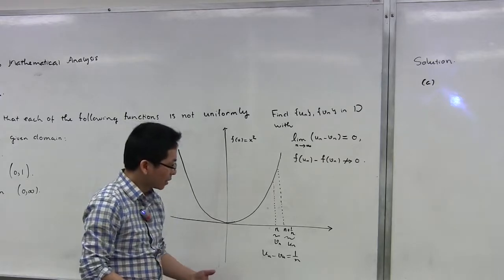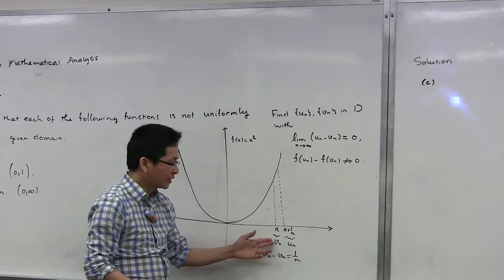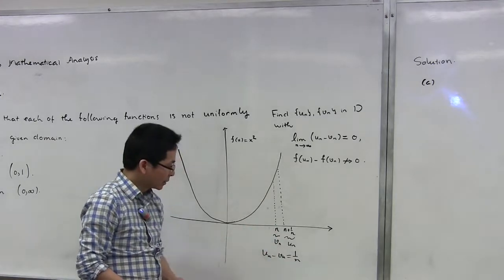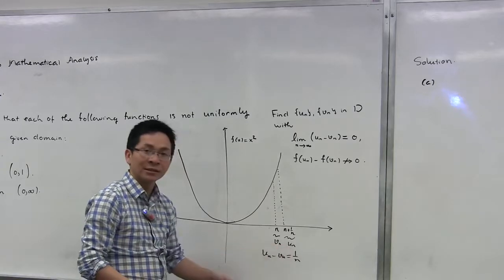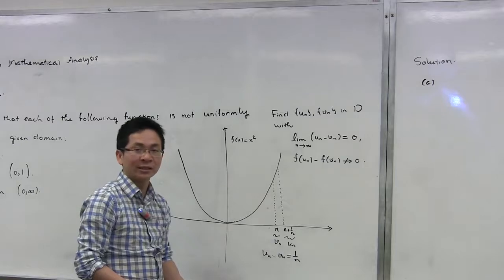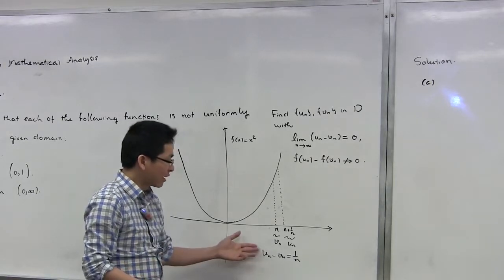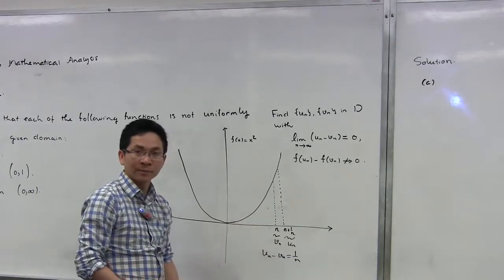uniformly continuous. un is n plus 1 over n, and vn is n. Okay? As you can see here, un minus vn is 1 over n. It converges to 0 as n approaches infinity. And we are going to show that f of un minus f of vn does not converge to 0.